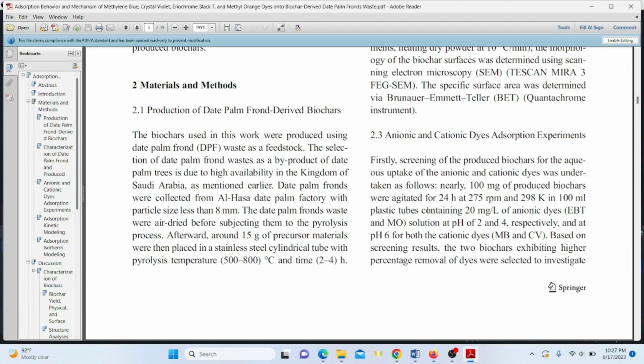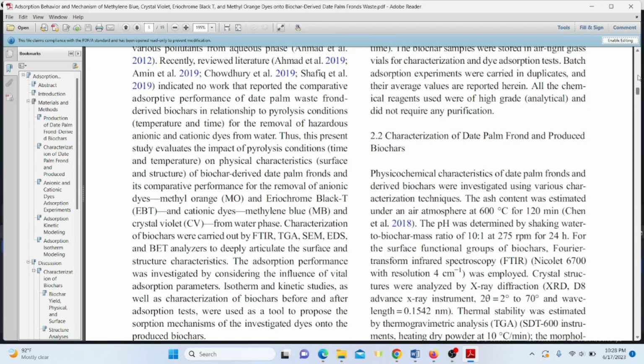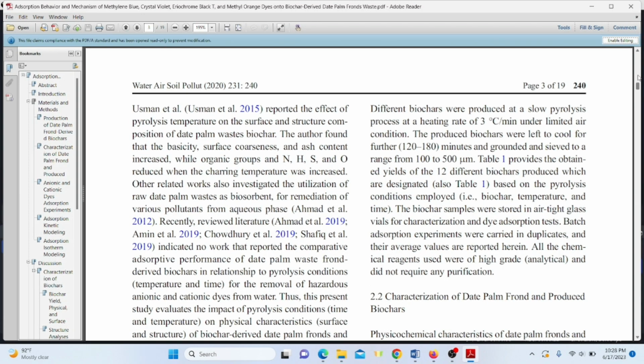Shortly we will see in the laboratory how we prepare biochar, but before that let's discuss what biochar is and how it is prepared. Biochar, we all know, is a carbonaceous material, and it is basically produced by a slow pyrolysis process at a heating rate of 3°C per minute, under limited air condition, and then we let it cool.